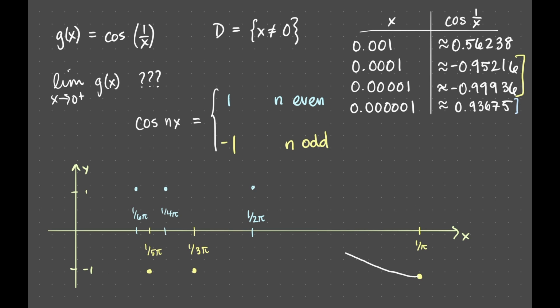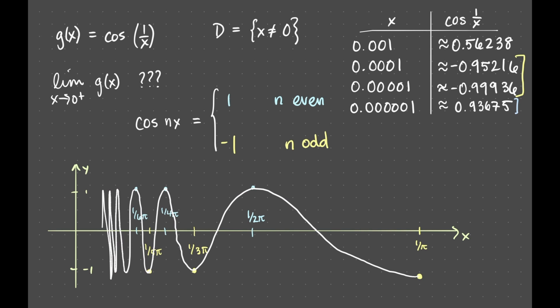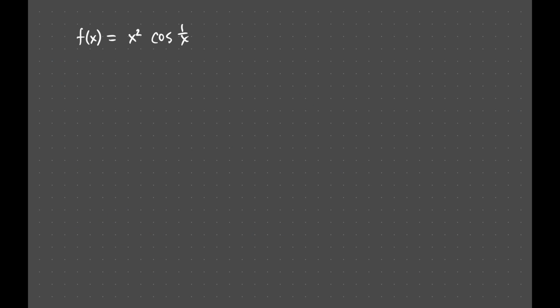We've already seen how to graph the factor cosine of 1 over x, which has an amplitude of 1 and an infinite number of oscillations as x goes to 0. The limit of this particular factor does not exist, but f of x has an extra factor of x squared out in front, which changes the amplitude, and which could possibly change the nature of the limit.